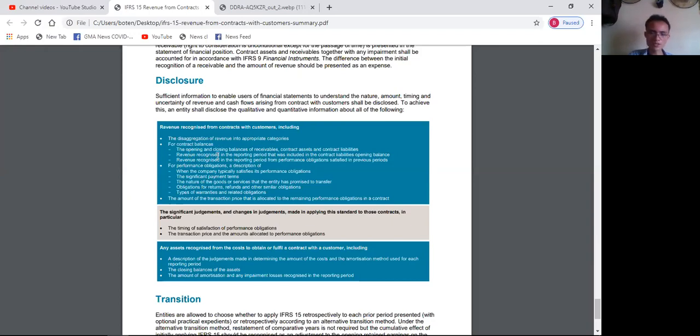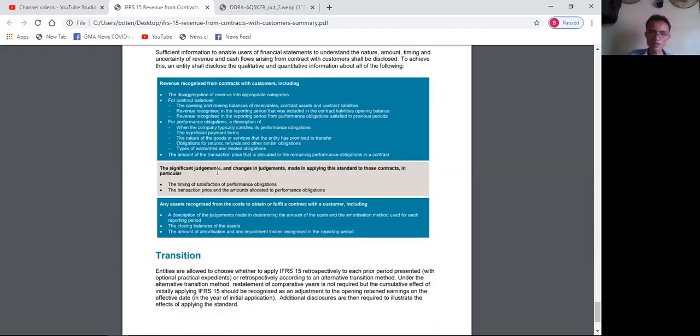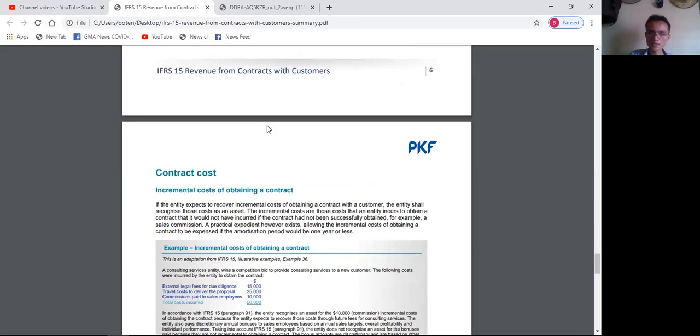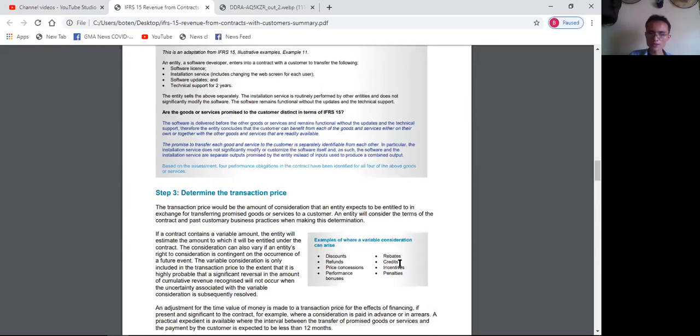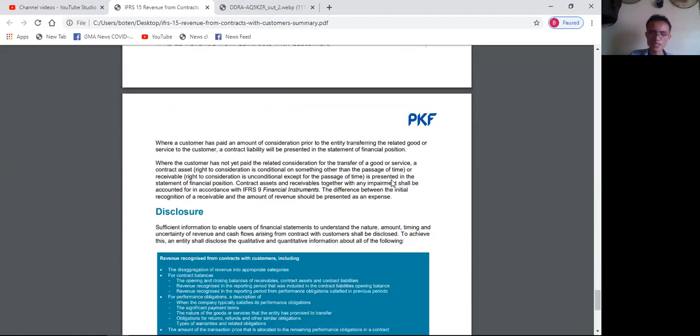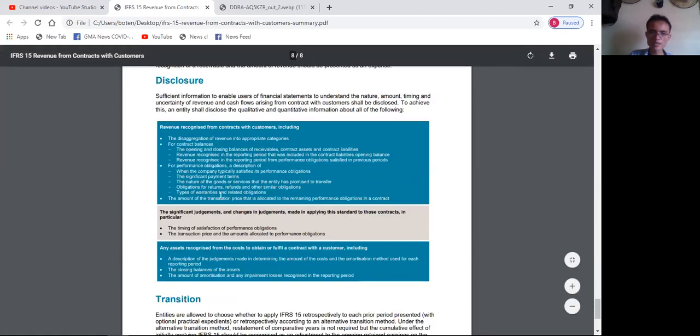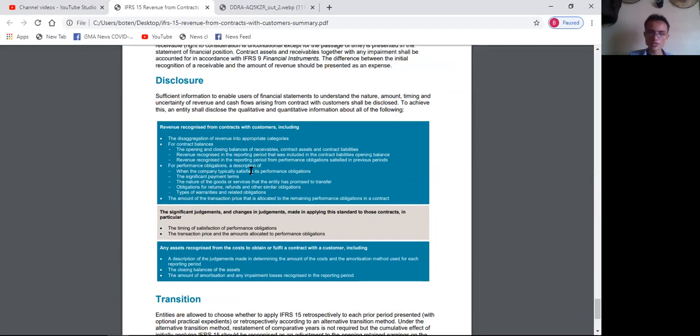So balances of all items, so receivables, assets, all liabilities, revenues, performance obligations, description. So probably what are these performance obligations to be performed, and the details, the terms, the nature, then obligations. So the variable considerations that we have tackled a while ago here, these items should also be disclosed. Then the types of warranties and related obligations, especially if we talk about gadgets, so very expensive items, we provide as sellers warranties to our customers.